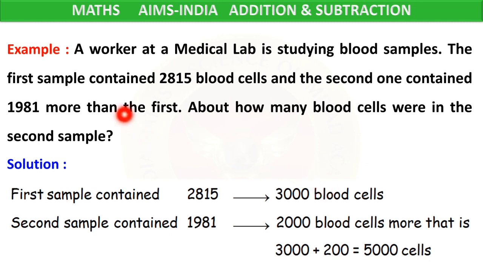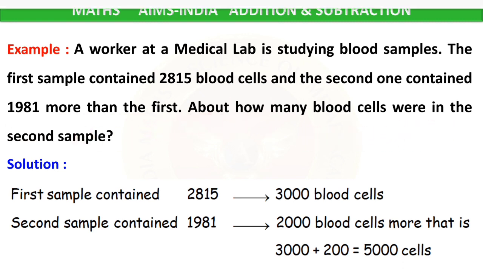Now another example. A worker at a medical lab is studying some blood samples. The first sample contained 2815 cells and the second one contained 1981 more than the first. About how many cells were there in the second sample? See, what they are saying is there were two samples.